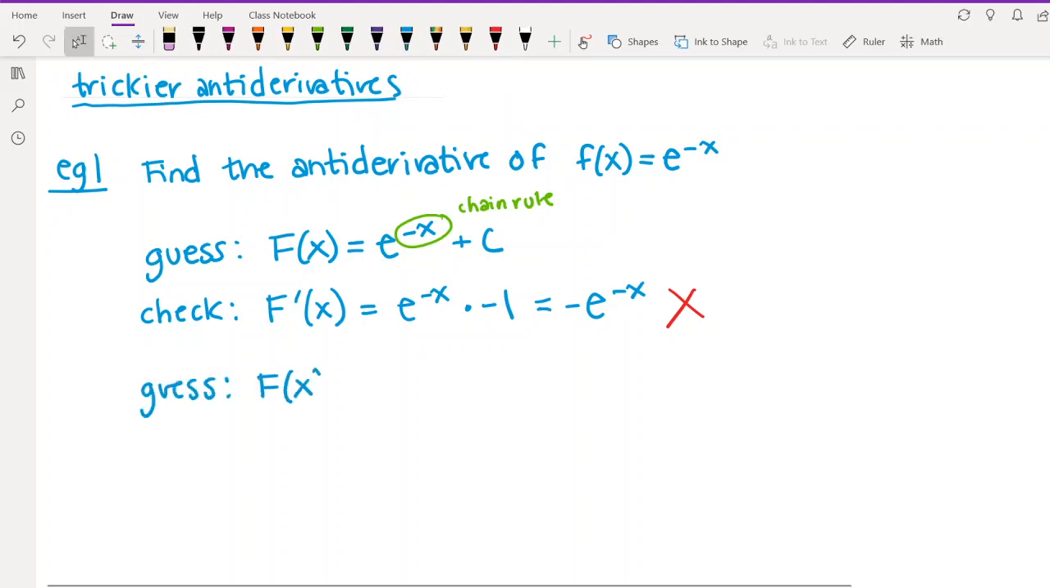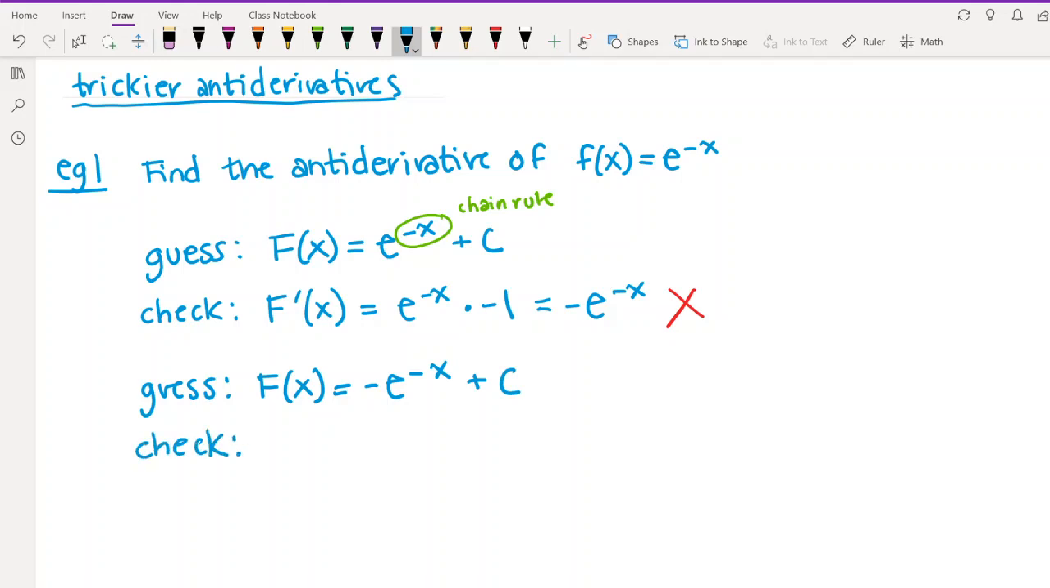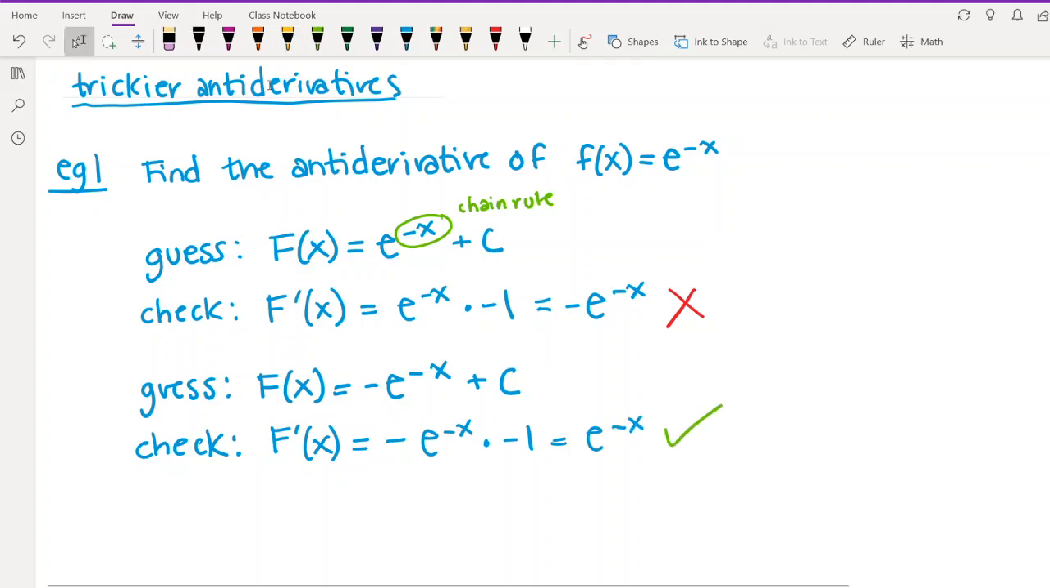If we guess instead negative e to the negative x plus c, let's check what happens with that. This time we have a negative sign from the get-go, which just comes along for the ride. Then we have e to the negative x, and we multiply by -1 because of the chain rule. That comes out to be positive e to the negative x, and that is what we were looking for. So that tells us that this is our correct answer.